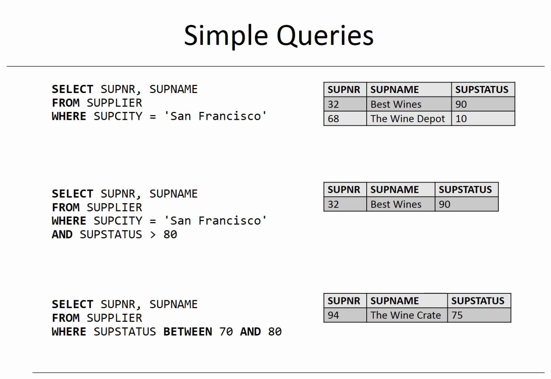The first query selects the supplier number and supplier name from the supplier table of all suppliers living in San Francisco. The second query selects the supplier number and supplier name from the supplier table of all suppliers living in San Francisco and whose status is higher than 80. Note that both predicates are combined with a Boolean AND operator. The third query selects the supplier number and supplier name from the supplier table of all suppliers whose status is between 70 and 80.